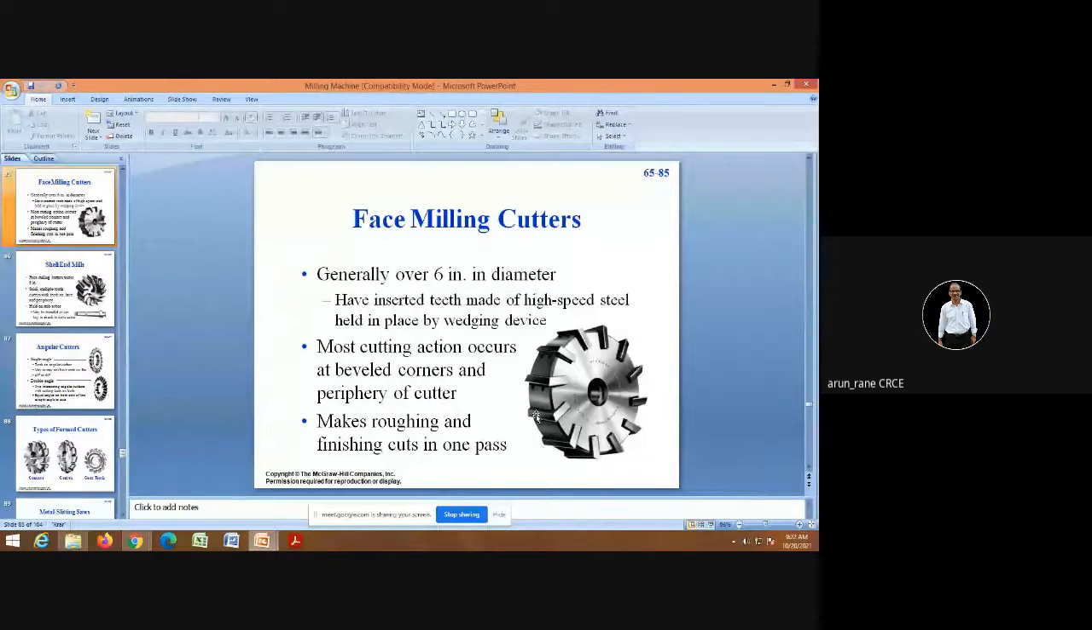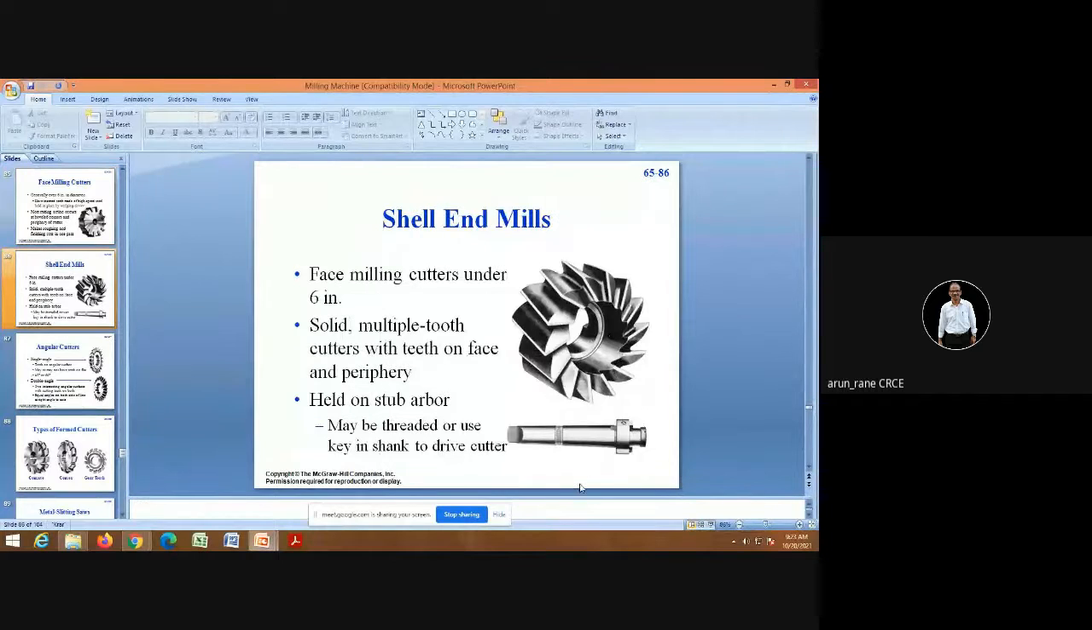This is again a face milling cutter, but these are insert type. So you can change this. If any inserts are blunt, you can replace them. This is a shell end mill, and this is a helical type shell end mill. These shell end mills are used for surface milling.